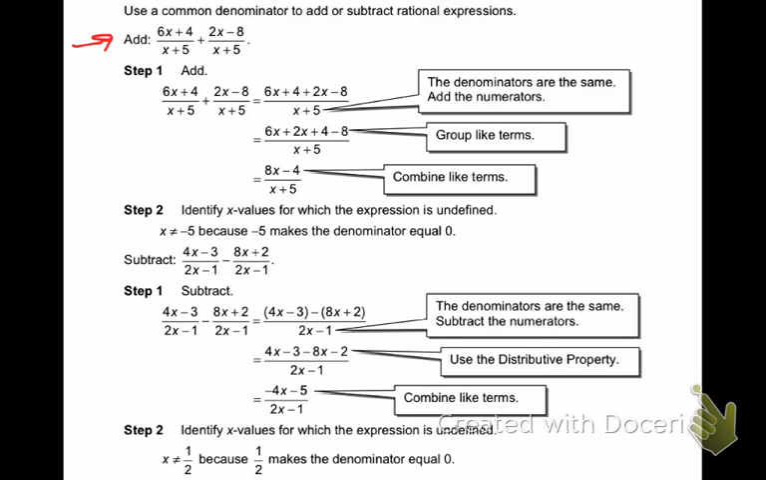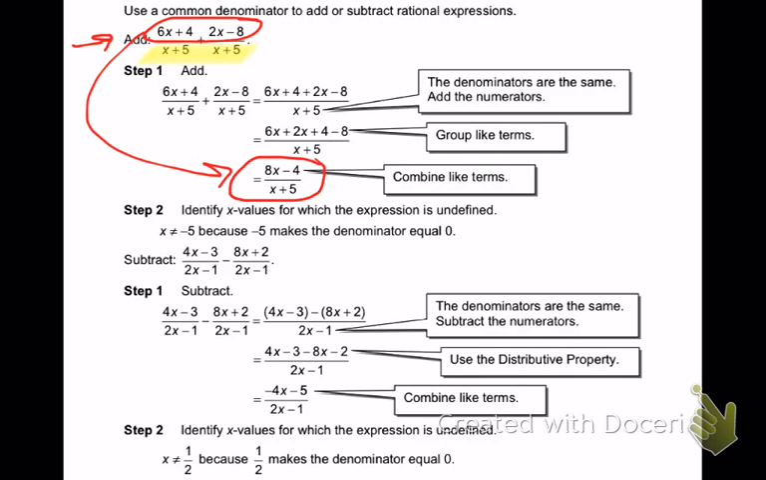I want to add (6x + 4) over (x + 5) plus (2x - 8) over (x + 5). Do we see the denominators here? Are the denominators the same? Yes. So the denominators are the same, so I'm going to add my numerators. What's 6x plus 2x going to get me? 8x. What's 4 plus negative 8 get me? Negative 4. So I get (8x - 4) over (x + 5). And I'm combining like terms in the numerator.